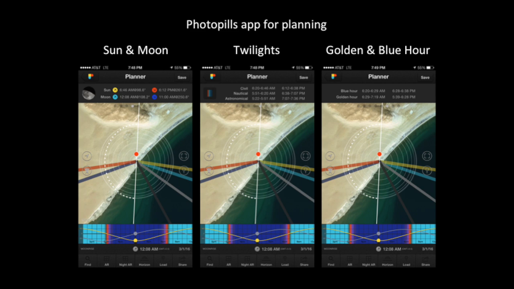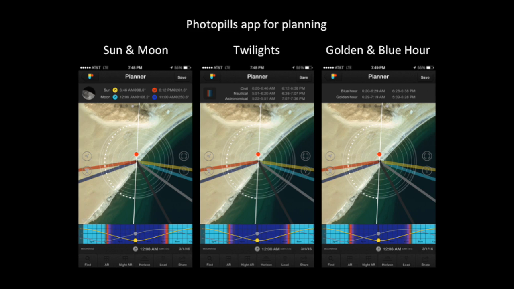The PhotoPills app I use not only tells me about the Milky Way, it also tells me about the sunrise and sunset time, moonrise and moonset time. The planner tells me about the civil, nautical, and astronomical twilight that we just discussed in the previous slides, at the time of sunrise as well as sunset, and also the blue hour and the golden hour. These are very important things when you are planning for photography.